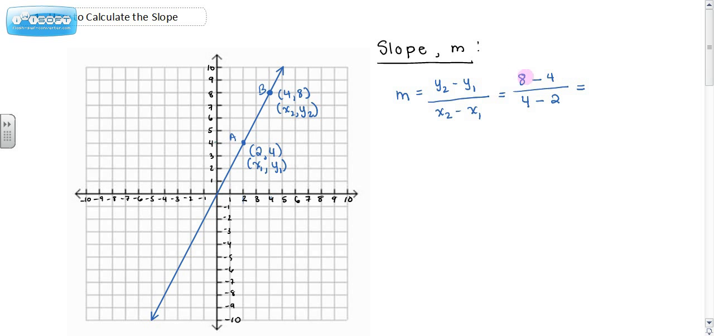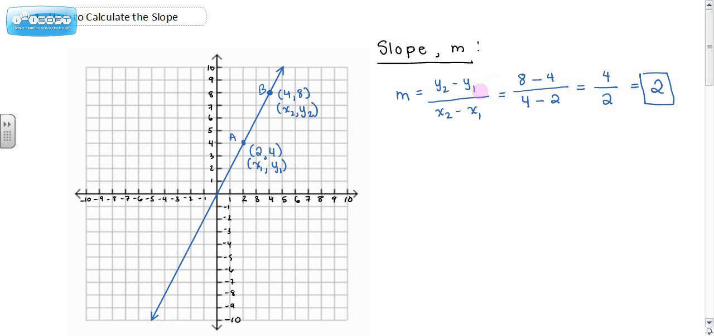Using BEDMAS, I have to do 8 minus 4, which is 4, and put that all over 4 minus 2, which is 2. Then when I divide 4 by 2, I get a value of 2. Therefore the slope of my line is 2.